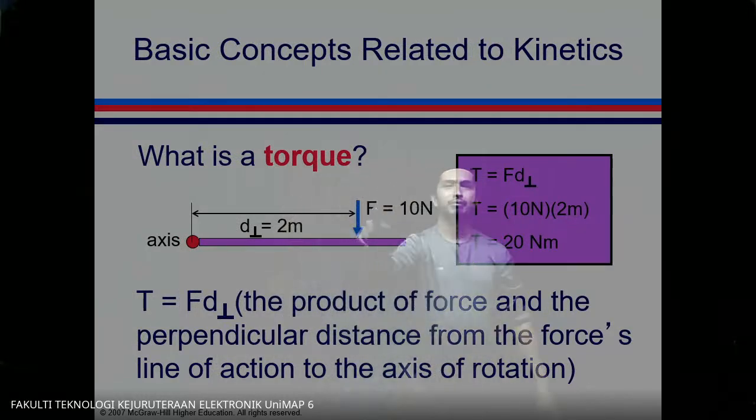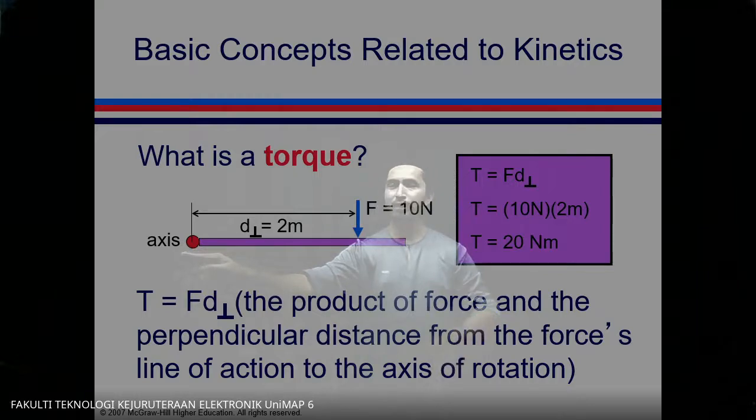Okay, this is the force. The arrow of the force is going down. If you can see the blue color, the arrow is going down. So it will rotate around the axis, the red color. The direction of this force is clockwise, because this is the axis. The rotation is clockwise.